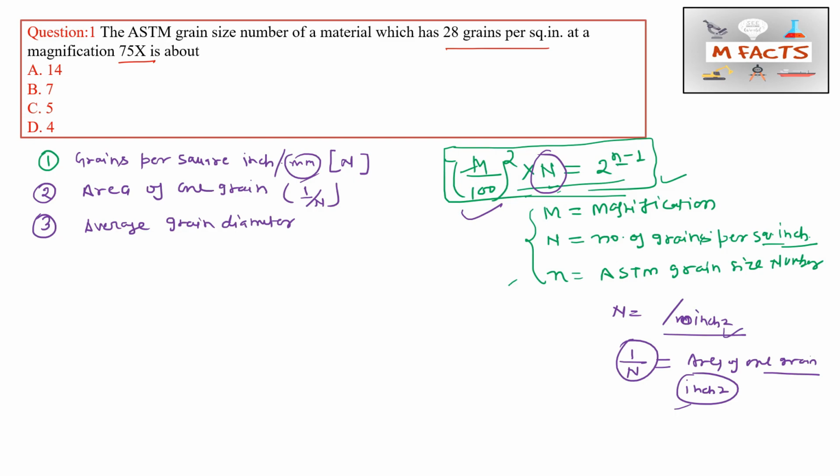How can we calculate the average grain diameter? For calculation of average grain diameter, there is a relation I am writing here. Suppose this is the average grain diameter d, so d is equal to 1 by under root of N.